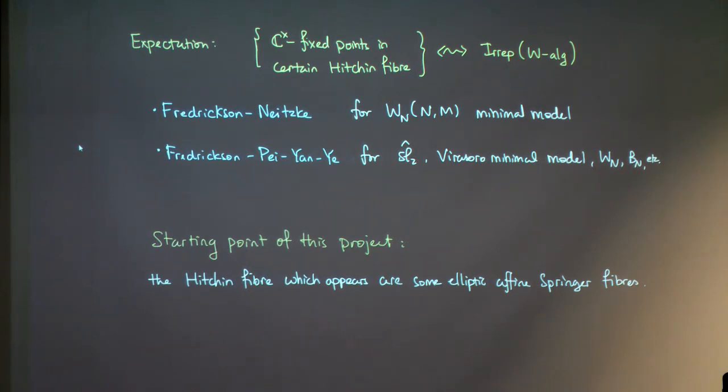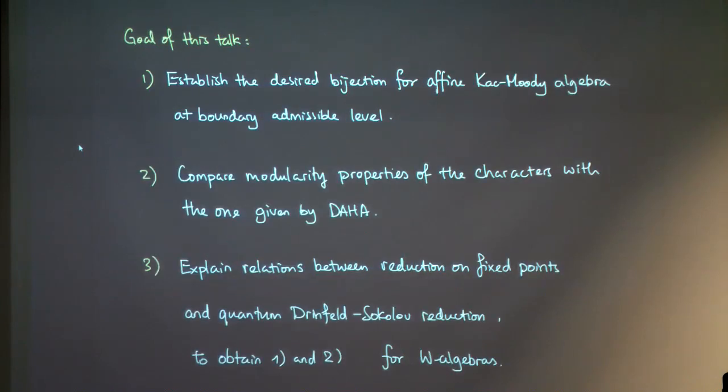Then I talked to these two colleagues, and at some point we realized that the Hitchin fiber which comes into play in this story is some elliptic affine Springer fiber, which I've been playing with for some time and know pretty well. Therefore we're able to establish the desired bijection between the fixed points and irreducible representations for the affine Kac-Moody algebra at so-called boundary admissible level. I will tell you what they are.